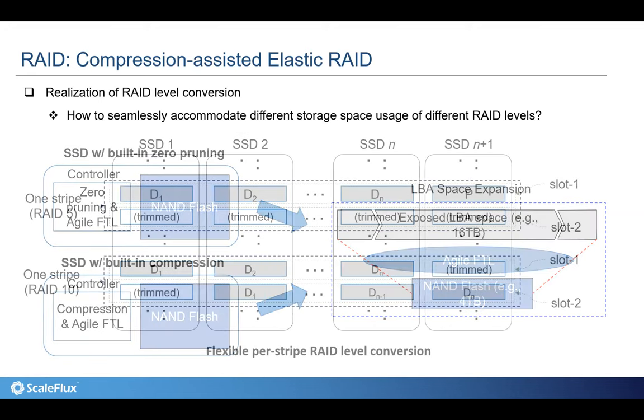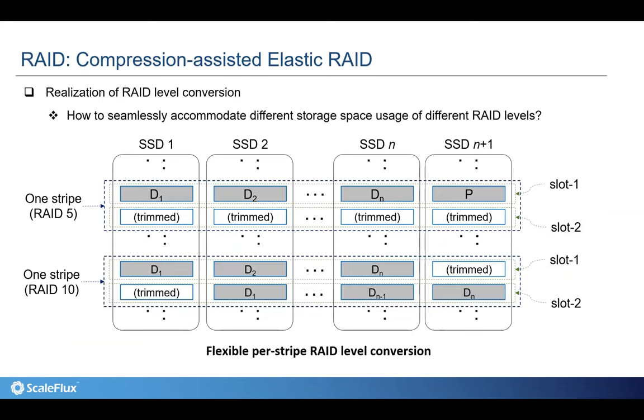So this is the basic idea of how we can implement the dynamic conversion between RAID 5 and RAID 10. The idea is very similar to our previously mentioned deterministic page shadowing. With the thin provisioning property, we expand the LBA space and then directly allocate two consecutive slots for each data stripe. And when the compressibility is not that good, we use RAID 5 configuration and send a trim command to the other slot. And when the data compressibility is good, we will change it to RAID 10 and write the data 2 times.